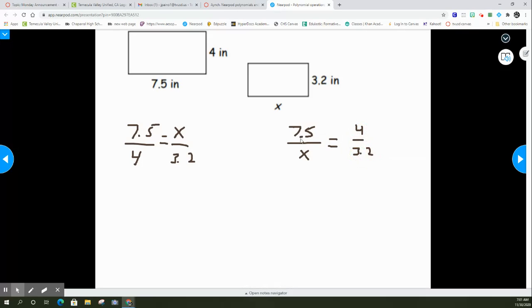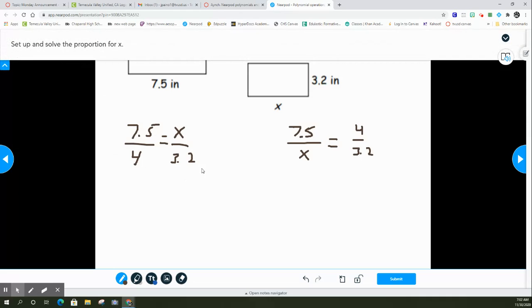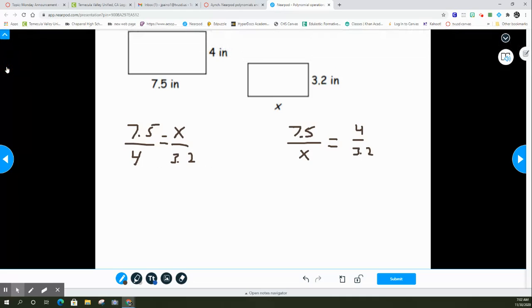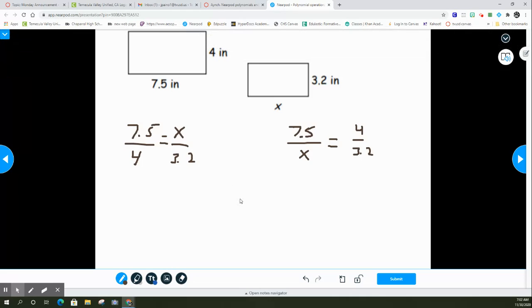Now you just have to make sure the same shape is on top, the same shape is on bottom, because if you notice, you're still multiplying 7.5 times 3.2, you're still multiplying the 4 times x. So this is how you could set it up either way. And then we need to solve it. So we actually need to multiply these together here. To solve a proportion, you could just cross multiply.